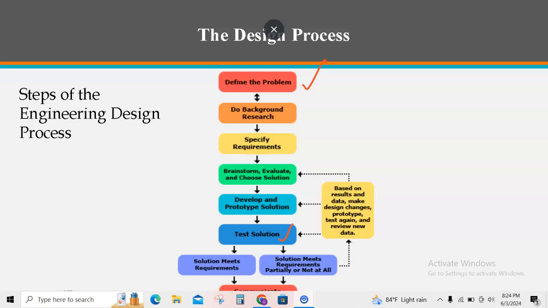After the prototype is a testing stage where you test whether it's correct or not, or whether it meets the requirements. If it meets the requirements, you can then stop. If it doesn't meet the requirements or is only partially meeting them, then the next step is where you make changes to the design and again go back to the brainstorm phase where you will evaluate and choose a solution.